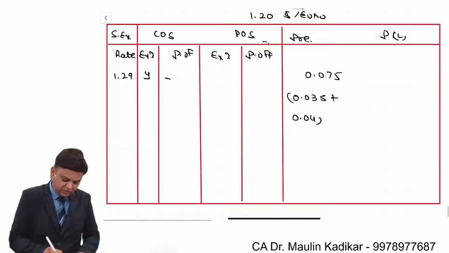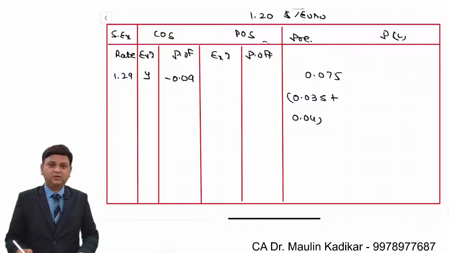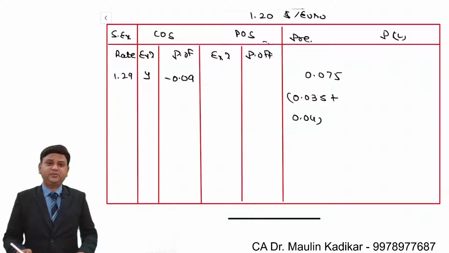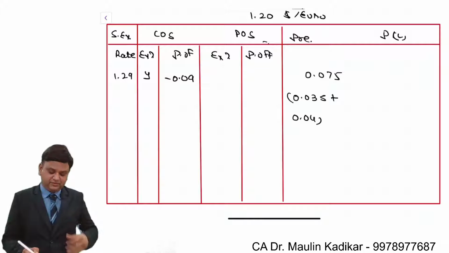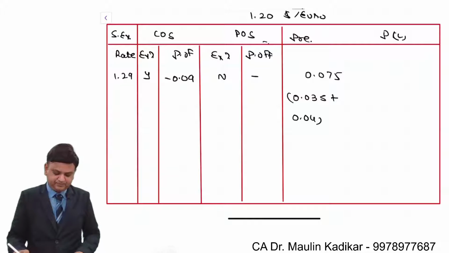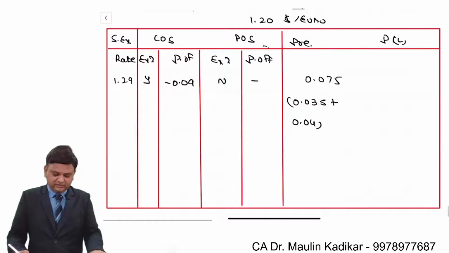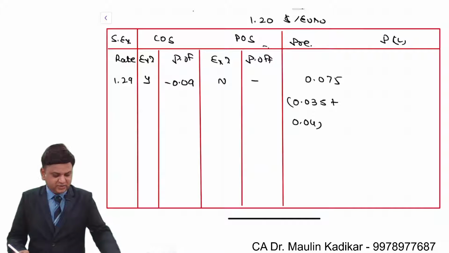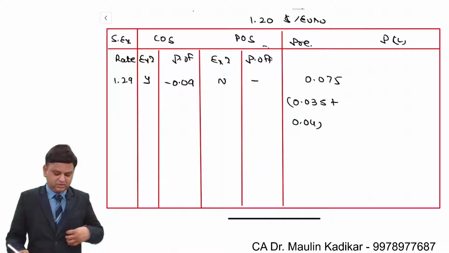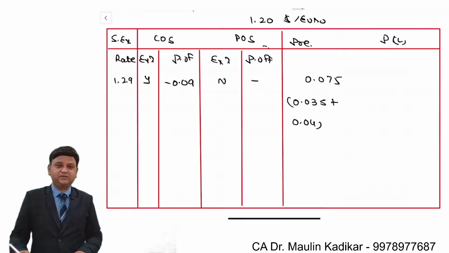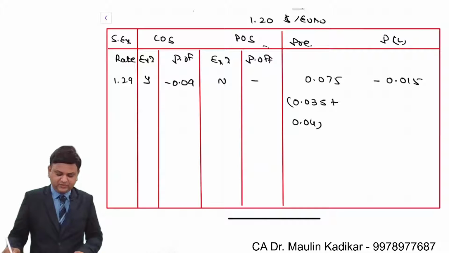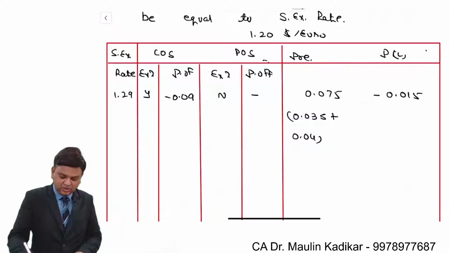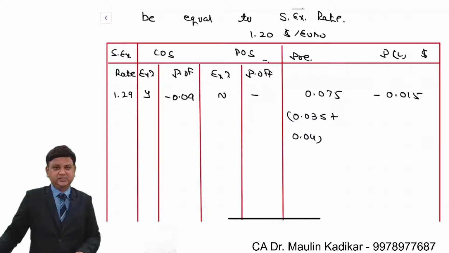So you will have the negative payoff of 0.09. Spot exchange at 1.29 is exceeding 1.20. So the person to whom you have sold put option will not exercise his right. So what will happen? 0.09 negative payoff and 0.075 is the positive payoff. 0.075 is the premium received. So there is an overall loss of 0.015. That is the amount of the dollar loss that you have. Write an answer.